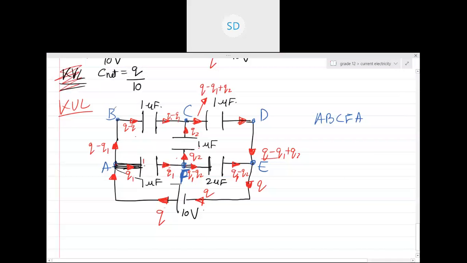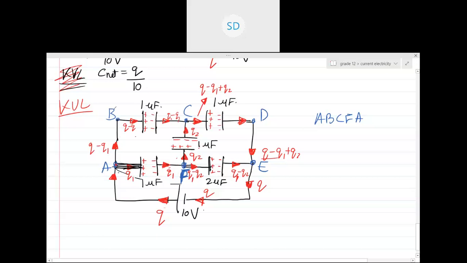So at least mark positive, negative, positive, negative. You are saying the charge is going from here, then positive, negative, positive, negative. Are you getting my point, guys? Yes, sir. So at least mark the charges so that it's easier for you to remember the convention.